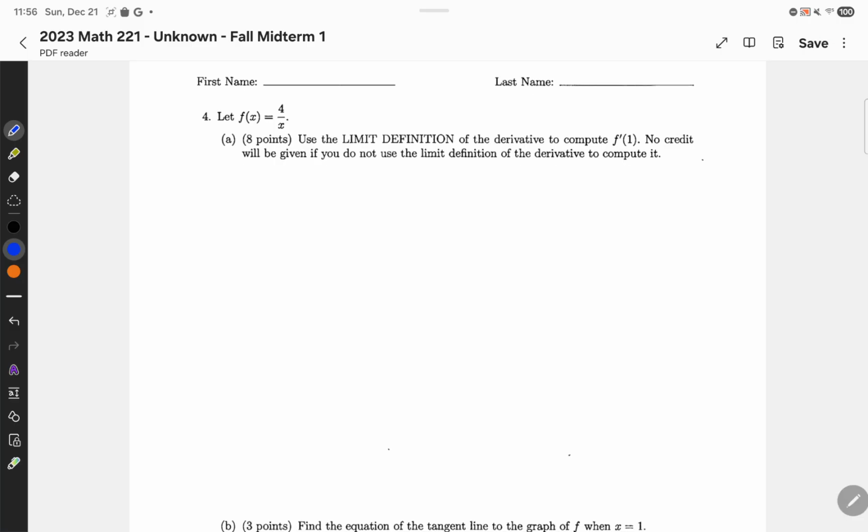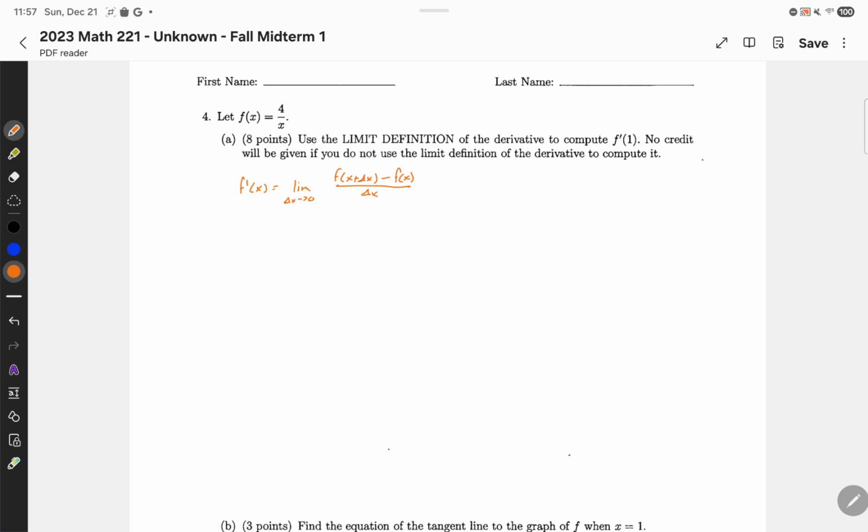Alright, so for question 4, we have that f of x is 4 over x, and we need to use the limit definition of the derivative to compute f prime of 1. No credit will be given if you do not use the limit definition of the derivative. So, just as a quick reminder, the limit definition is that f prime of x is equal to the limit as delta x approaches 0 of f of x plus delta x minus f of x all over delta x.